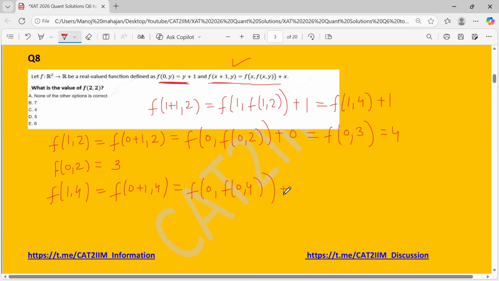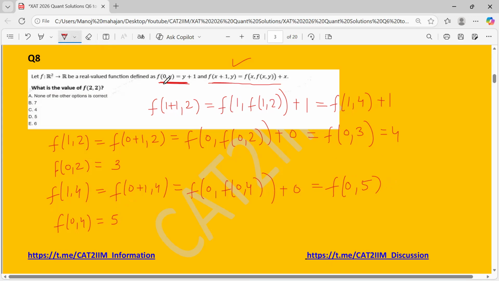Plus if I look would be 0. So we have to now get f of 0 comma 4 out here. So from here we could figure out this would be 4 plus 1, that is 5. So now this could be figured out, 0 comma 5 if I do. So it requires patience for sure. So this is f of 0 comma 5.